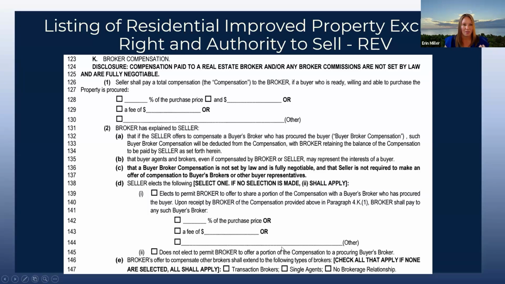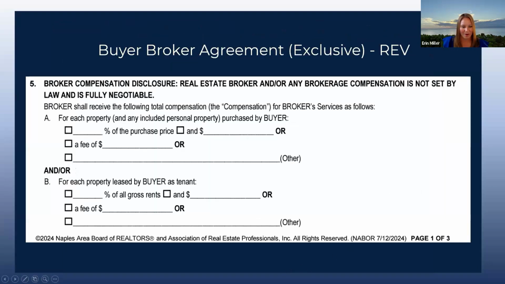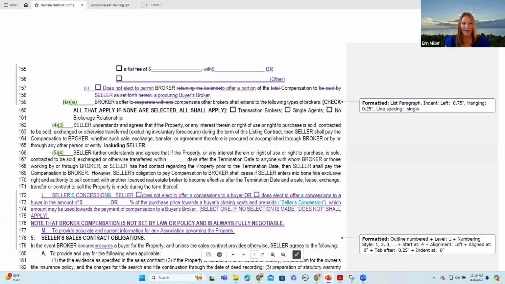This is your seller's decision. If they'd like to offer compensation to a buyer's broker, they have the opportunity to do that. So again, this is the major change to the listing form. It looks much better than the red line does. This is our form that we are working with. I'm going to go back to our red line so we can finish up this form, and then we'll move into the buyer broker agreement.